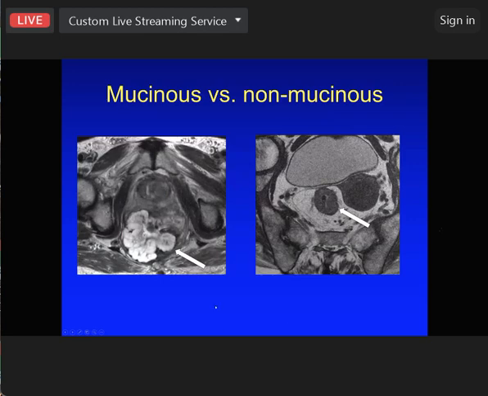Now, some tumors of the rectum are mucinous adenocarcinomas, and mucin tends to give very high signal on T2 weighted images. And this example on the left is of a mucinous rectal tumor. And you can see how florid it is, whereas on the right, we've got a non-mucinous tumor.